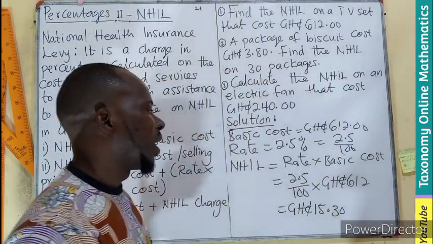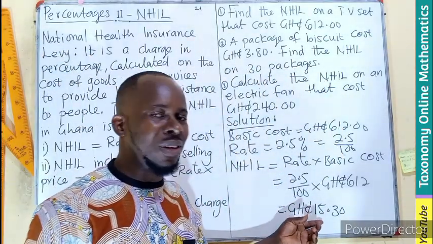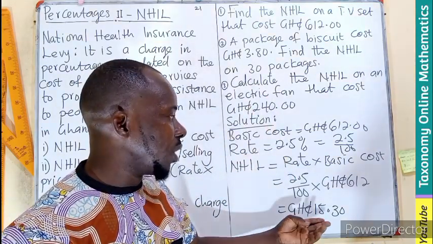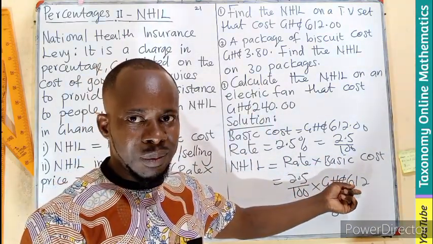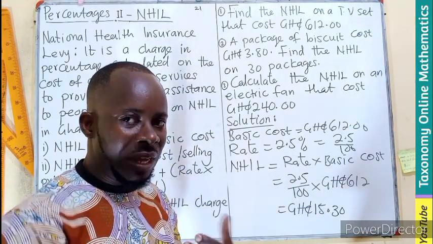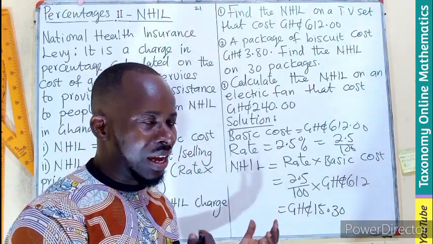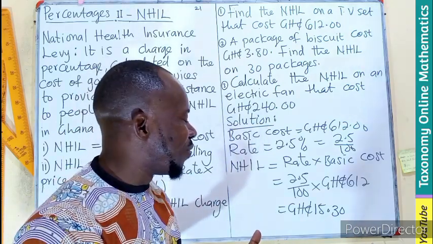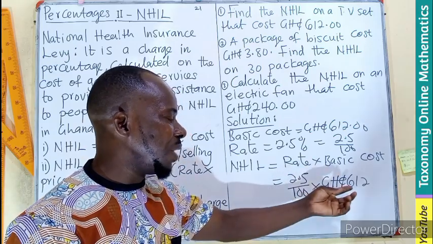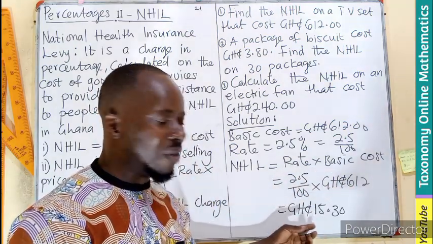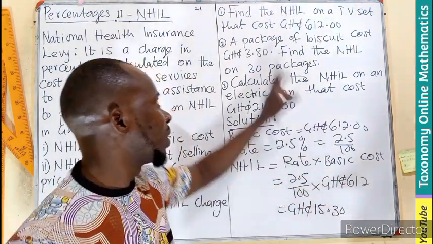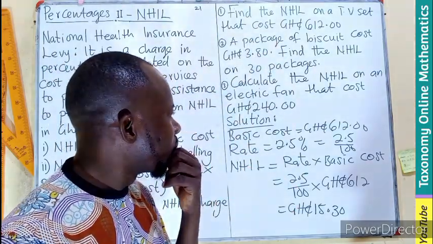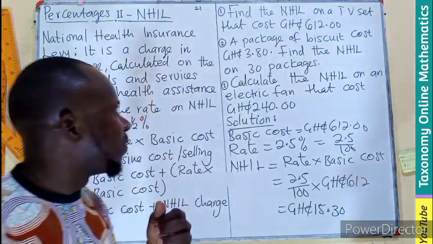30 pesewas. So you can see that this is going to be the National Health Insurance Levy component. This component will now be added onto the basic cost to give us the inclusive cost. If you are to find the inclusive cost, that will have been 627.30 cedis. But the question is asking for only the levy in terms of money.